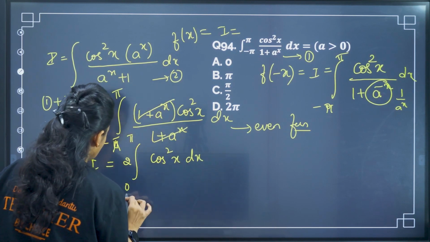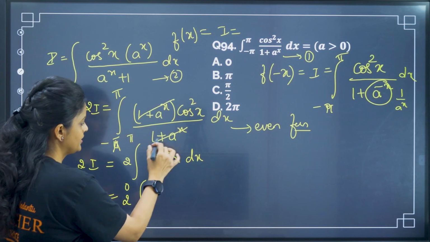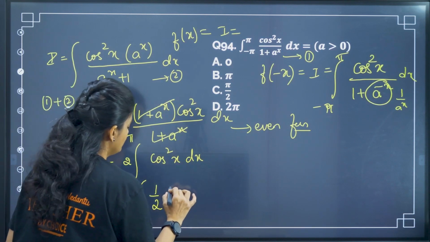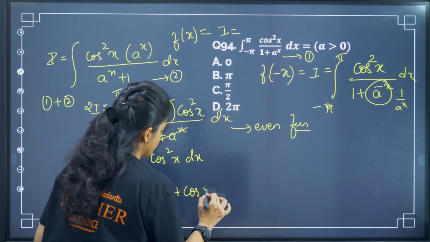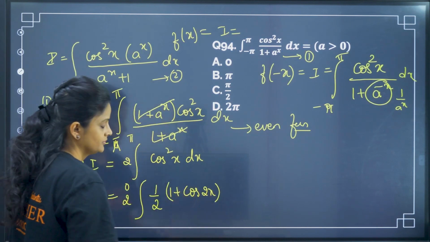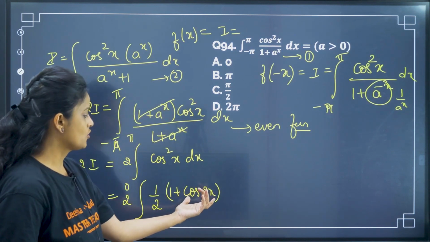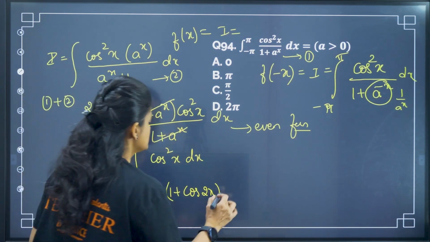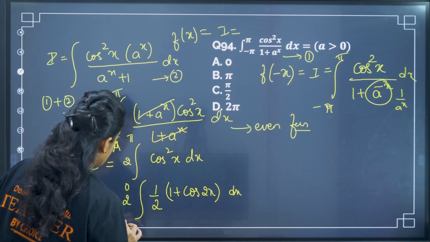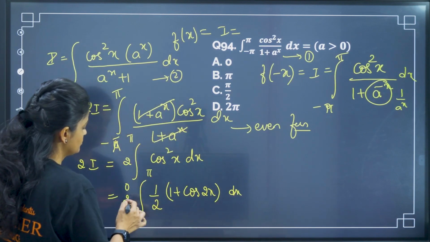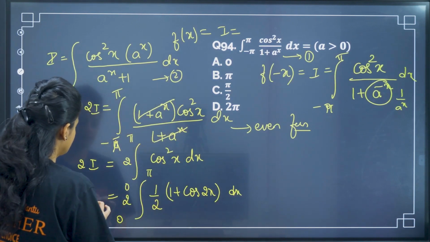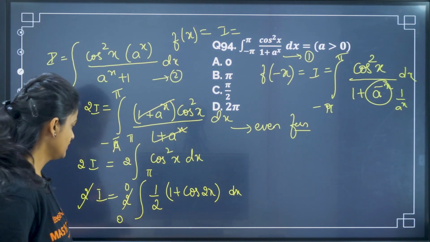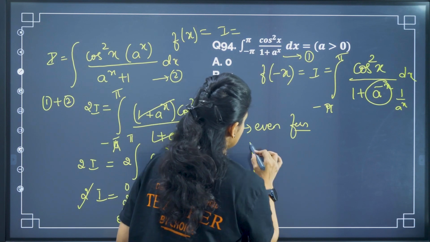Okay. To integrate cos square, I am taking the half angle, multiple angle: 1 by 2, 1 plus cos 2x. Isn't it? In multiple angle, we have cos 2x equal to 2 cos square x minus 1. From that only, we have taken this and integrate. This 2 will get cancelled with this 2. Or you can cancel this anyway. 1 by 2 is there in the solution.